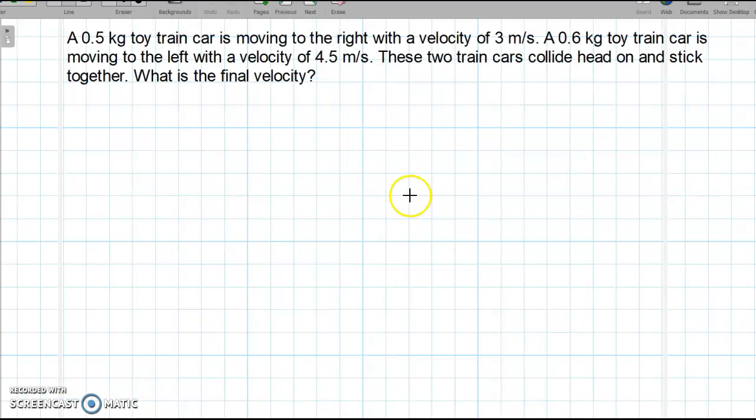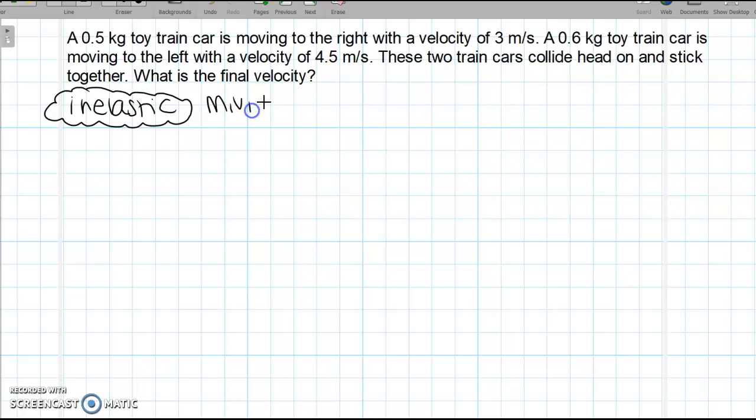All right, moving on to the next one. A 0.5 kilogram toy train car is moving to the right with a velocity of 3 meters per second, and a 0.6 kilogram toy train car is moving to the left with a velocity of 4.5 meters per second. These two train cars collide head-on and stick together. What is the final velocity? If they stick together, this is an inelastic collision. So our equation for that again is m1v1 plus m2v2 is equal to m1 plus m2 multiplied by vf.